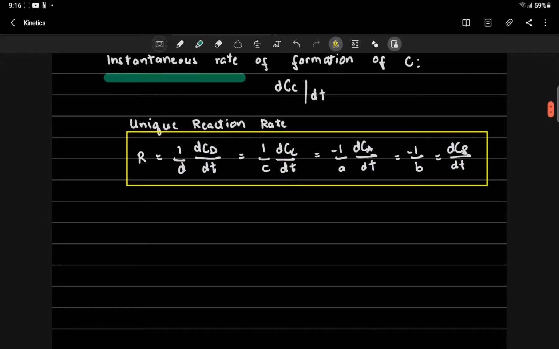Okay, so another thing we notice here is that the rate for the disappearance of A and B is given as a negative sign or a negative value. So for reactants, they will get negative, and for products, they will get positive.